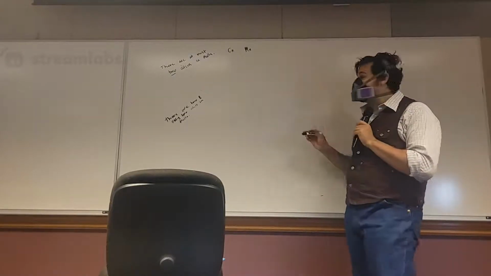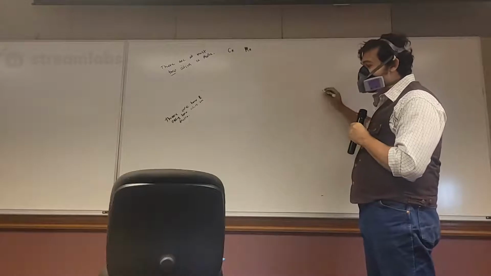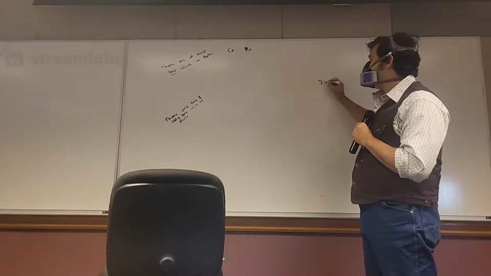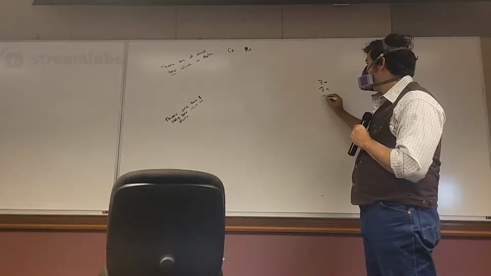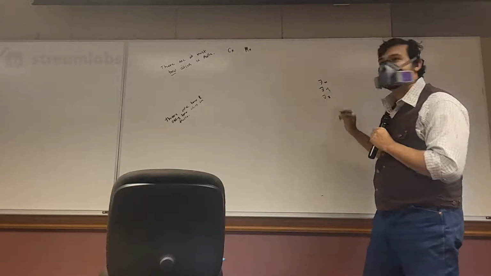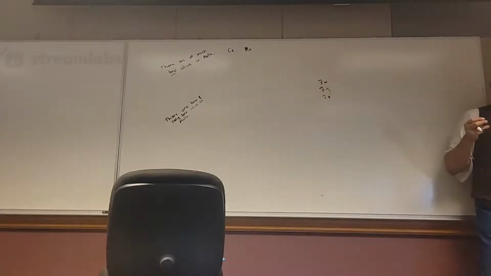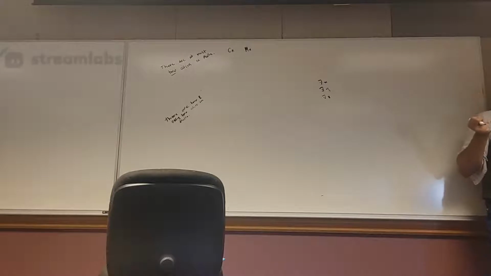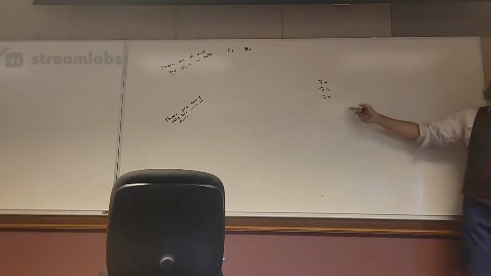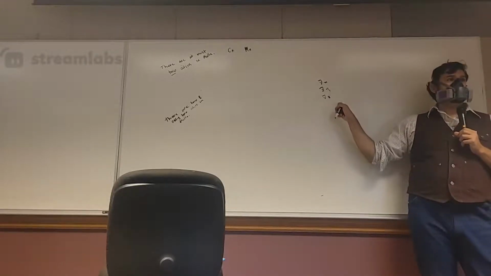Here's a hint. If I say there is something X, and there is something Y, and there is something Z, right? Did I just say there are 3 things? No. Why? Because each of these only says there is at least one, right?